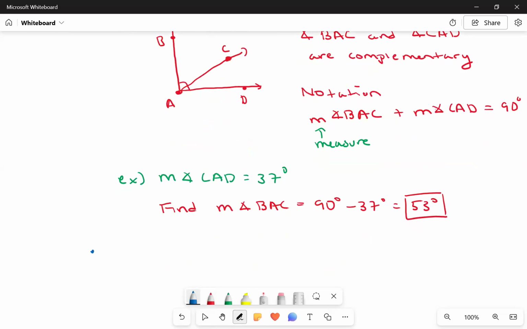So then we also have supplementary angles. Supplementary angles are kind of similar, except this time the two adjacent angles form a straight angle.